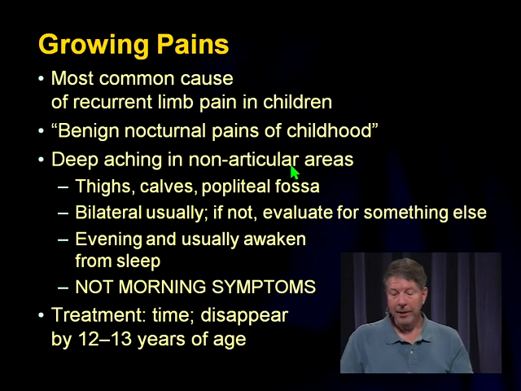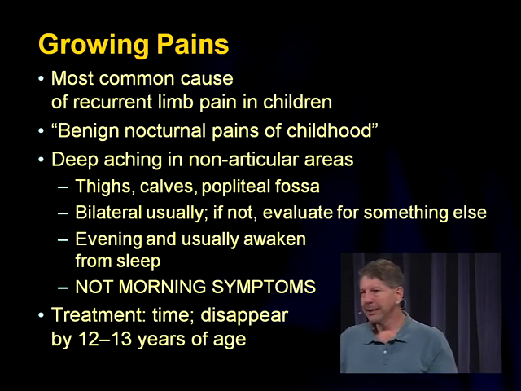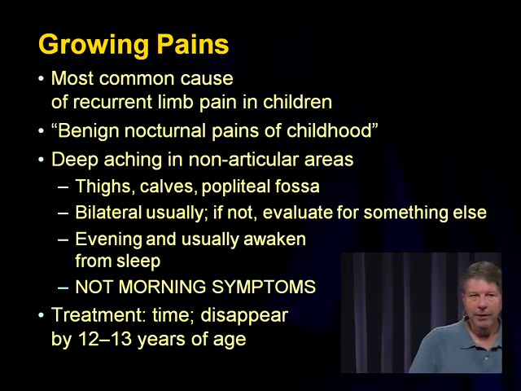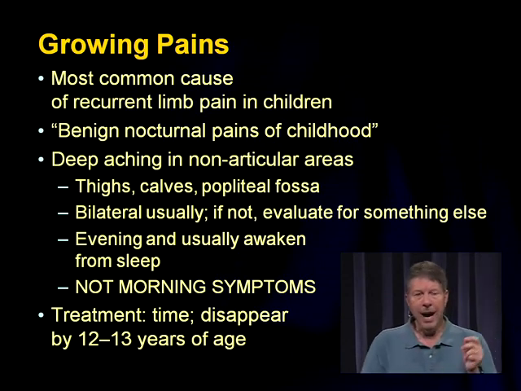Okay, growing pains. Most common cause of recurrent limb pain in kids. It's usually benign nocturnal pains of childhood. It's a deep aching pain in the non-articular areas, particularly the thighs and the calf. So thigh pain, very, very common. Usually it's bilateral. If it's not bilateral on the test, think of something else, or be very suspicious they're trying to fool you into thinking it's growing pains if it's just one leg that they're having the pain in. It's usually in the evening time, and usually it will awaken them from sleep. There are no morning symptoms here.